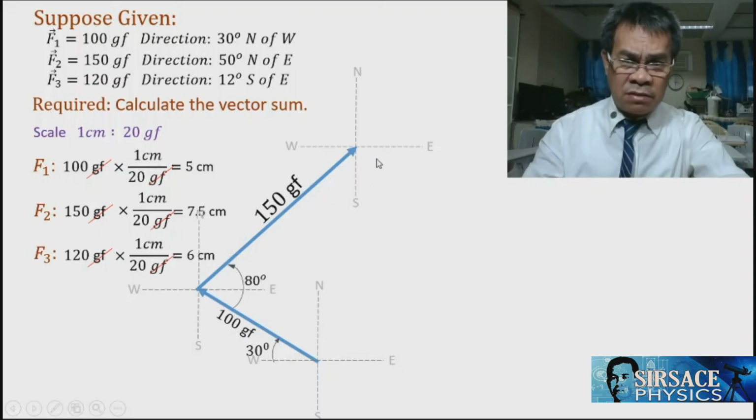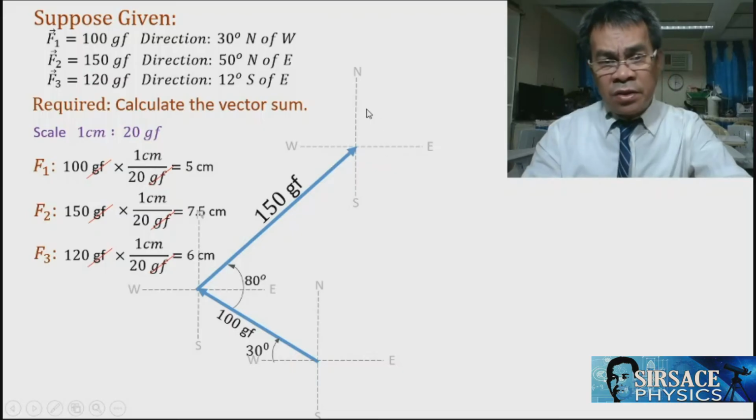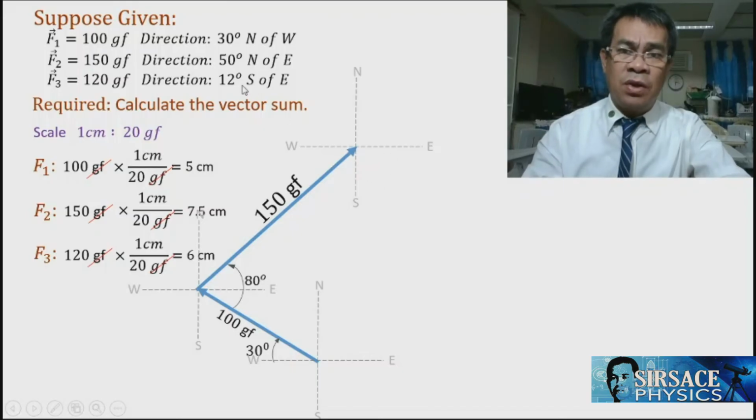This is the southern part of S. Because as I've said, there are two parts of S. We have the northern part, which is above, and below is the southern part of S. So you have to find the 12 degrees from S, and that will be our work.